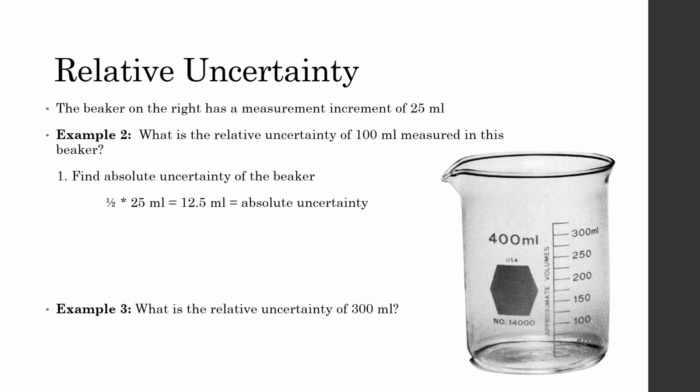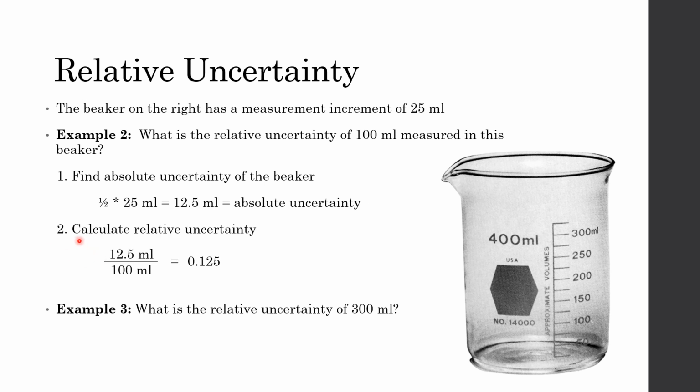The first thing that we want to do is find the absolute uncertainty of the beaker. Since this is an analog device, we need to take the smallest increment of that measuring device and multiply it by 1/2. So 1/2 times 25 milliliters gives us 12.5 milliliters, and that is our absolute uncertainty.